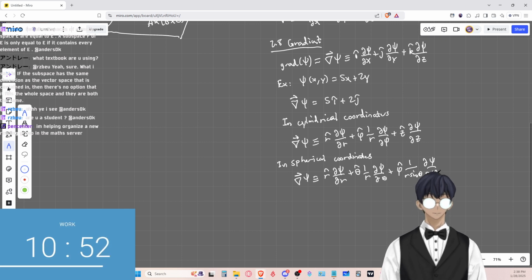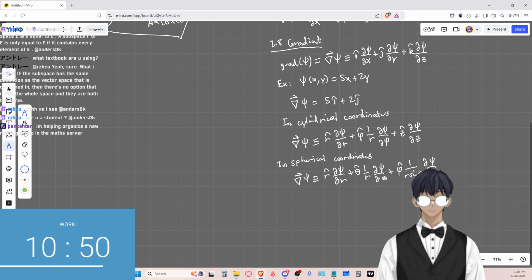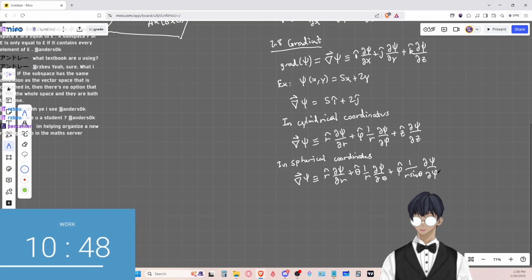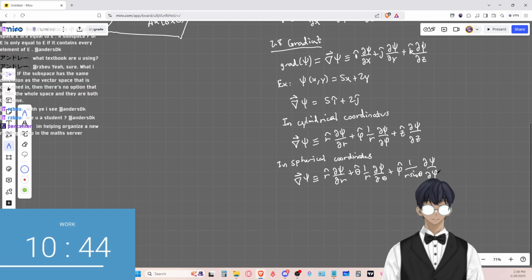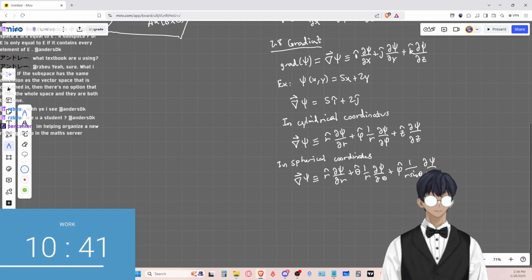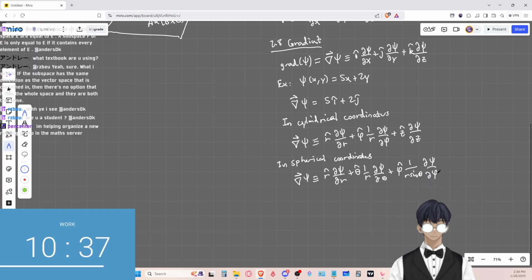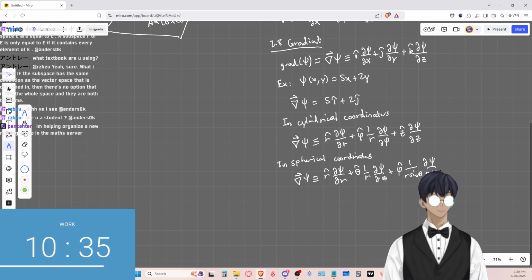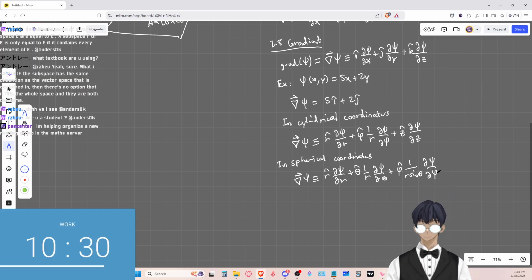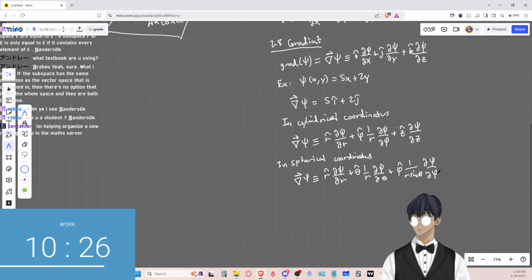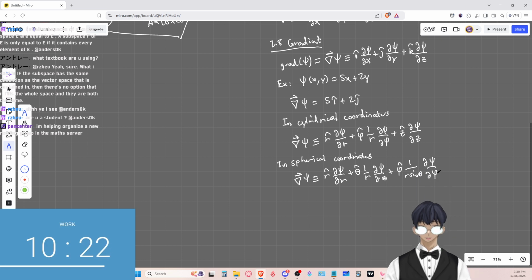Well, it's part of the gradient, so I'm wondering. Why is it that there's a 1 over r in the second term of both of them? And why is there a 1 over r sine of theta in the third term of the spherical coordinates? I mean, it's taking the derivative of those sides.